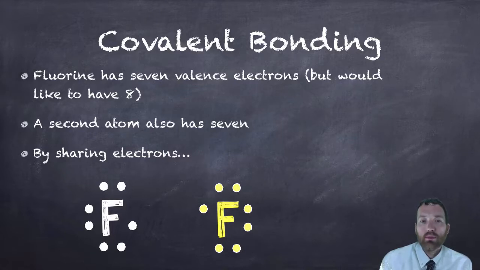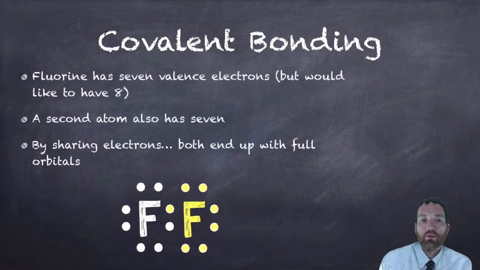If these two atoms got close to each other, they're going to start a bit of a tug of war. But they're equally matched. They're both fluorine, so they have identical electronegativities. In the tug of war for electrons, neither one is going to win. But if they get close enough, they're going to share. And when they share, both atoms end up with a full octet, a full 8 electrons in their outer orbitals. And this gives them that noble gas configuration.